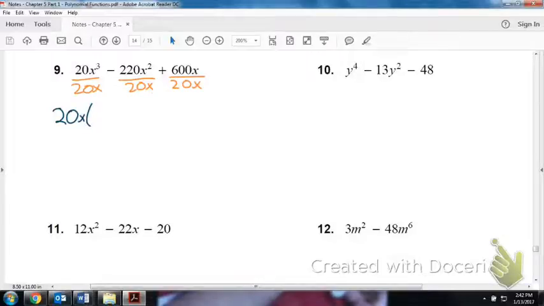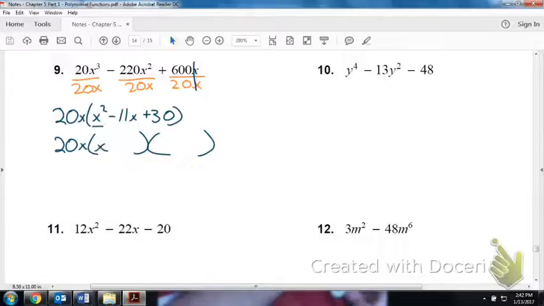20x cubed divided by 20x is x squared. Negative 220 divided by 20 is negative 11x. And 600 divided by 20, 60 divided by 2, is 30. And the x's cancel out. And now we factor what's remaining.